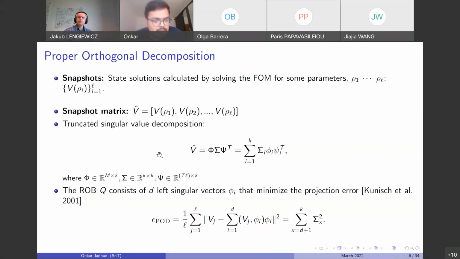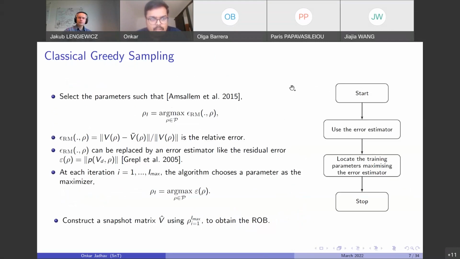But before that, you might have guessed so far that the quality of this reduced order basis Q mainly depends on the training parameters which we use to obtain the snapshots. So it is necessary to select these parameters sufficiently and carefully. One could implement normal uniform sampling or random sampling, but they might neglect vital parameters within our parameter space. Thus, to overcome these problems, classical greedy sampling approaches are generally used.